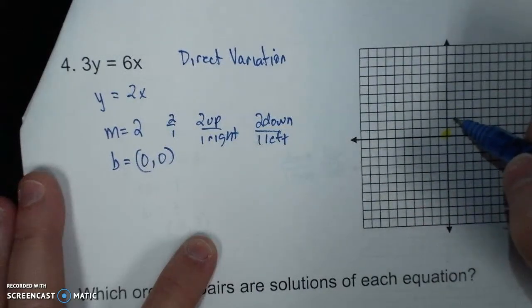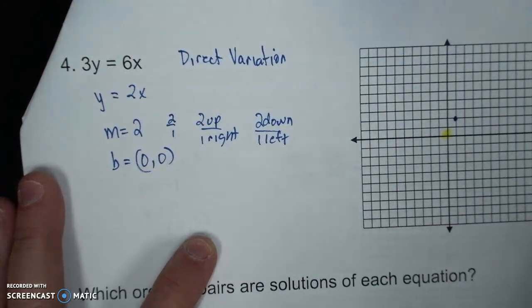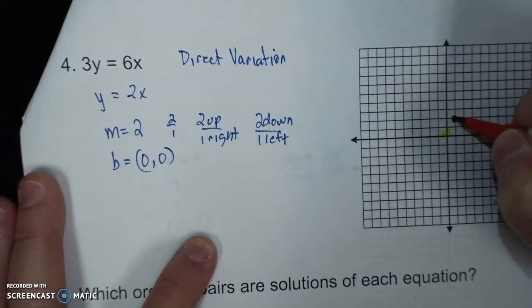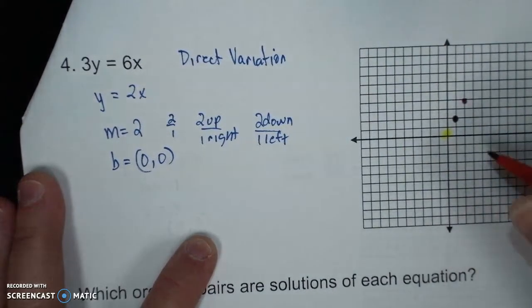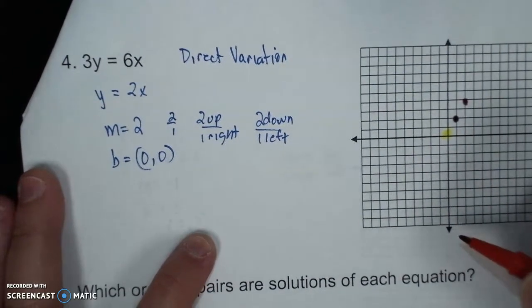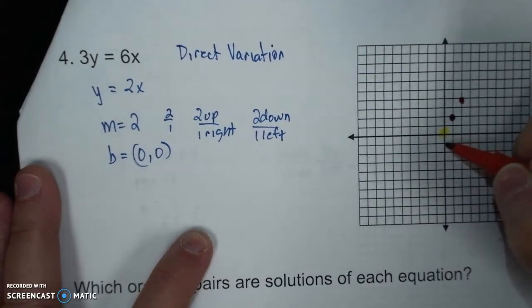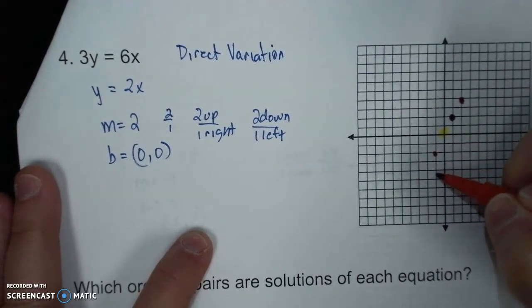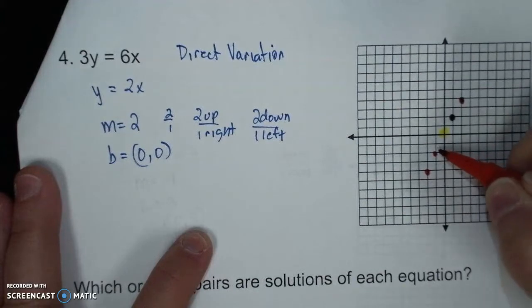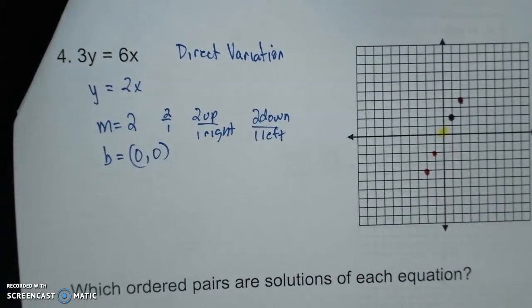2 up, 1 right, 2 up, 1 right. Ooh, should have been in red, sorry. 2 up, 1 right, 2 up, 1 right. Make sure you do them in red in Schoology so I can see what's going on. And then 2 down, 1 left, 2 down, 1 left. And that would be your line.